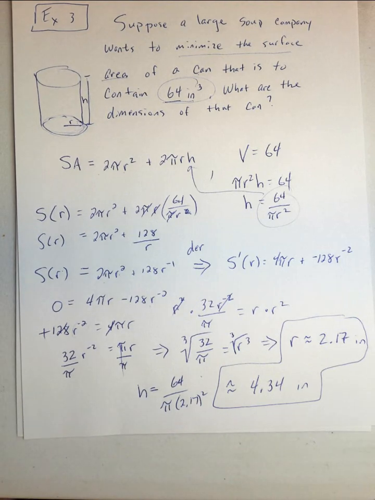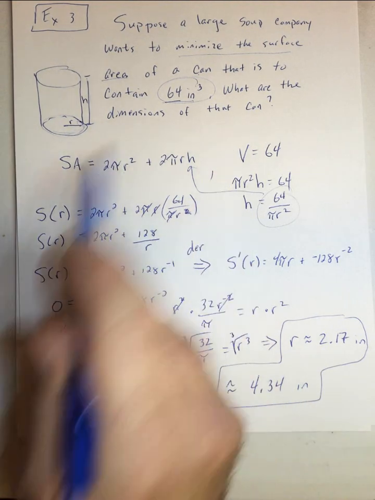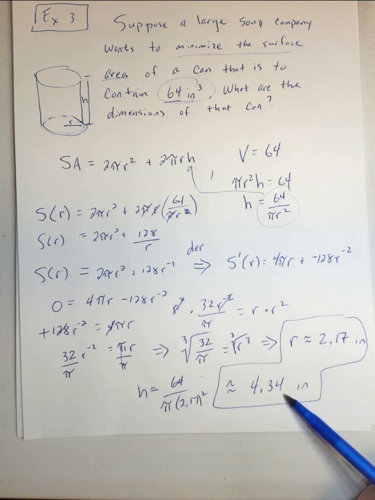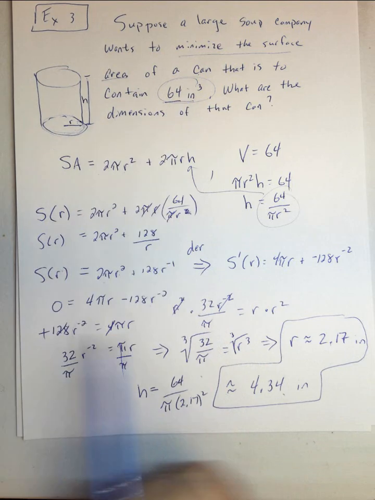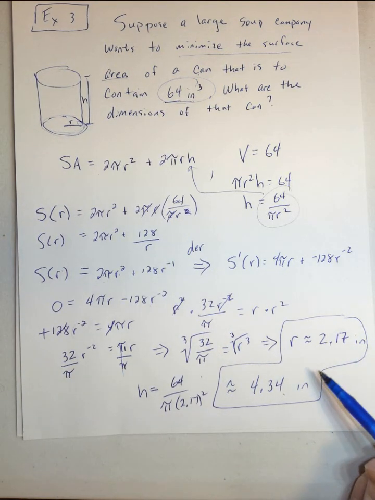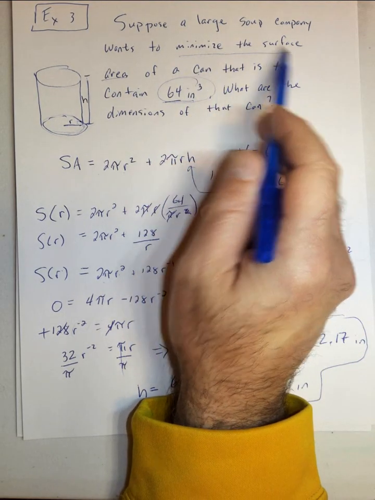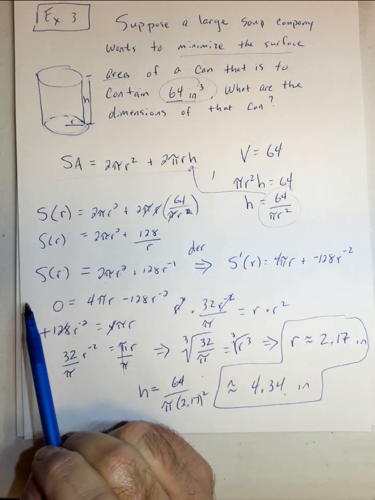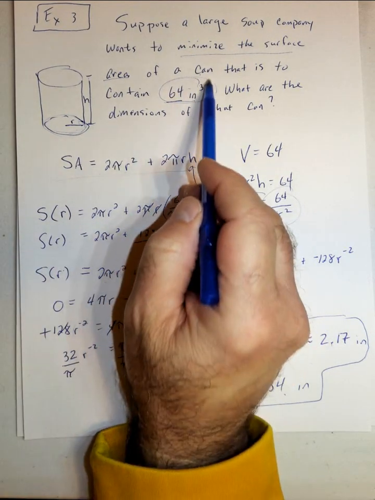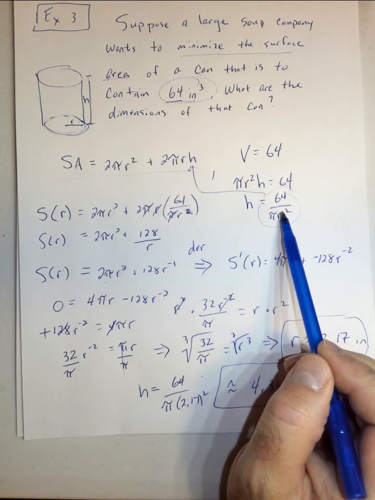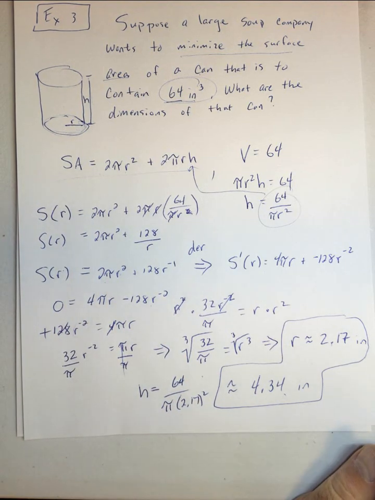So again, those aren't exact, but they're pretty good, depending upon what your machine would actually be able to make here. But a cylinder with a radius of 2.17 inches and a height of 4.34 inches will contain 64 cubic inches of soup, and this will give me the minimum surface area. So again, what did I do? Figured out what I wanted to minimize, write that equation, and then go back and look for the constraint, which is a volume, so write that equation, solve for one of the variables, plug it in, then you're on your way. Find the derivative, set it equal to 0, and start solving.